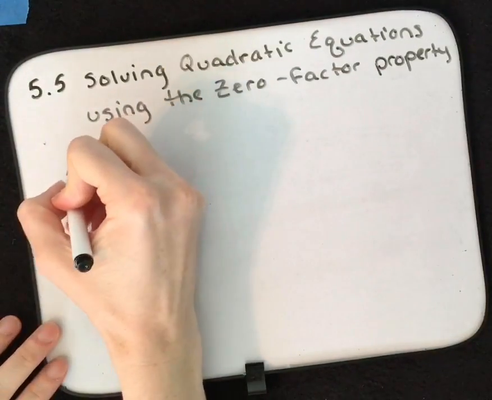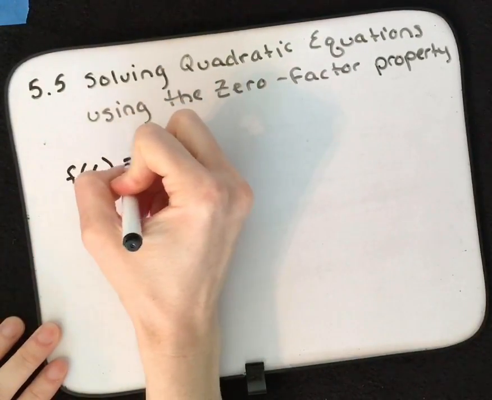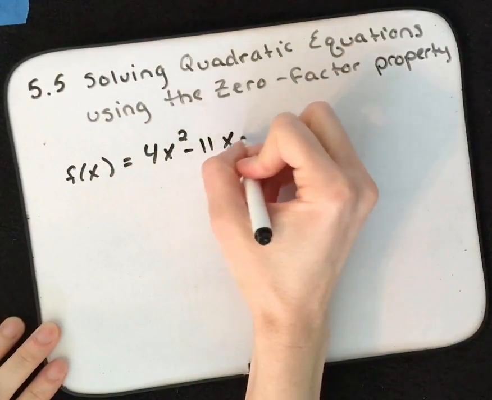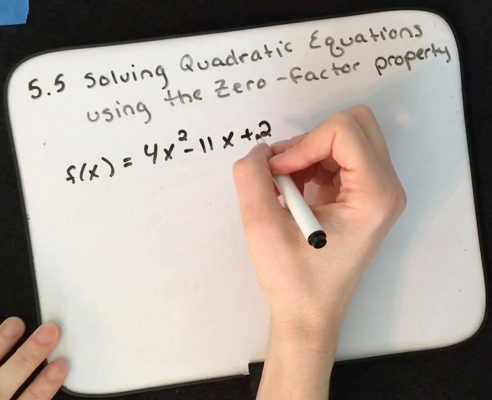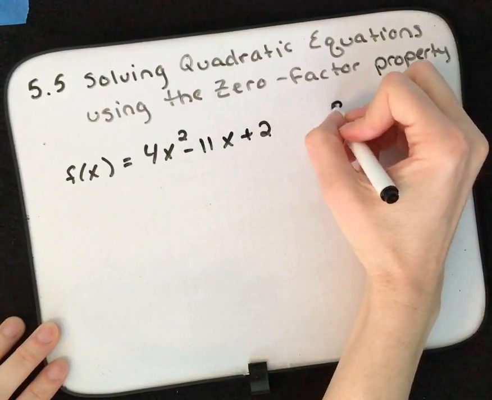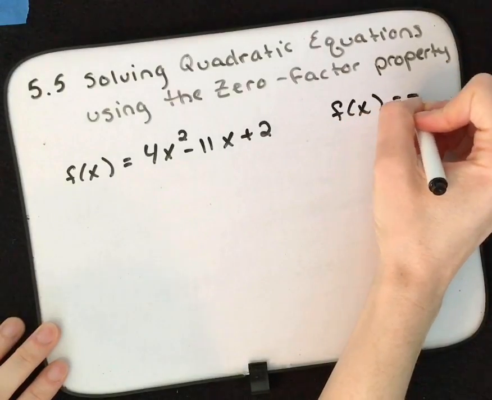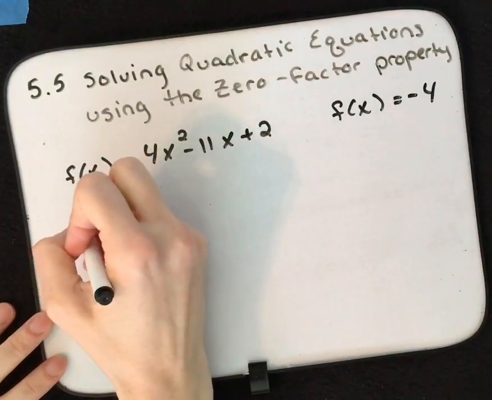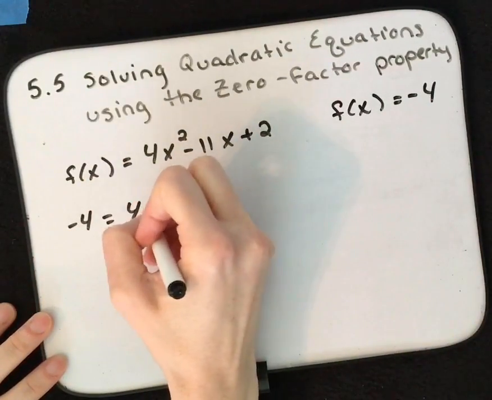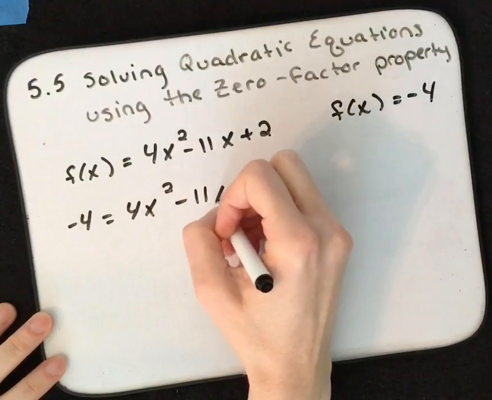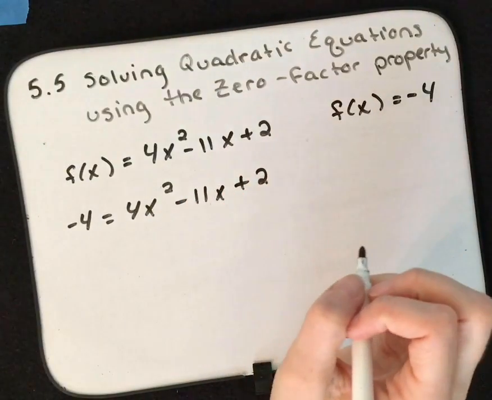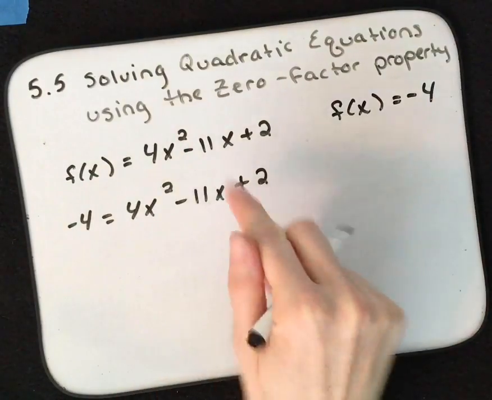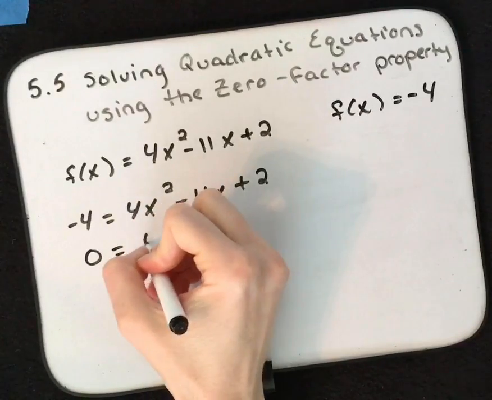So let's say that we're given f of x equals 4x squared minus 11x plus 2. And let's say that we want to find all the values where f of x equals negative 4. So if we want to do that, that says negative 4 equals 4x squared minus 11x plus 2. Well, we can't use it in that form. We have to get equals 0. So let's add our 4 to both sides, so we have 0.